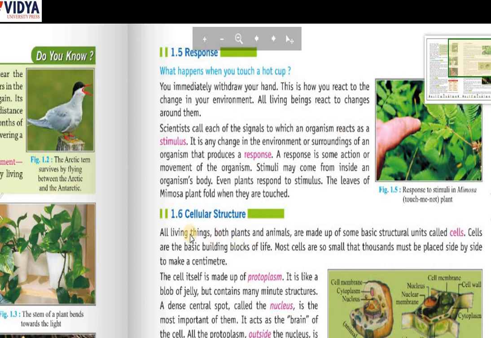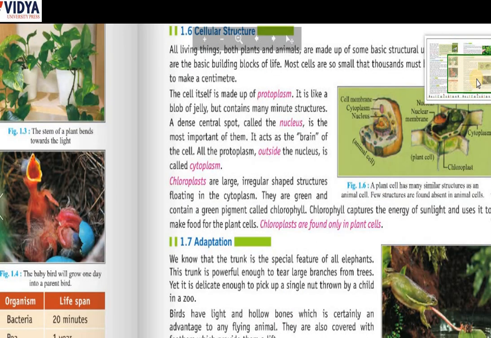Now, the next characteristic is cellular structure. Just like your house, the basic structure of your house is bricks, and in the same way all living things such as plants or animals are made of a basic structure called cells. They are the basic building blocks of life. Let's know about the structure of the cells.